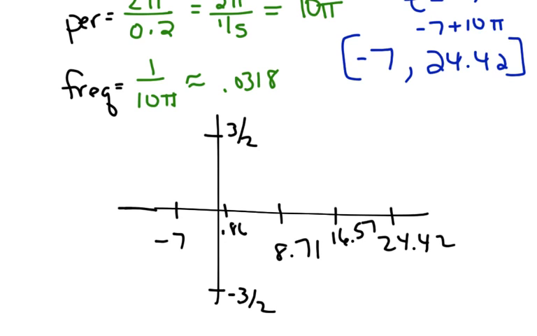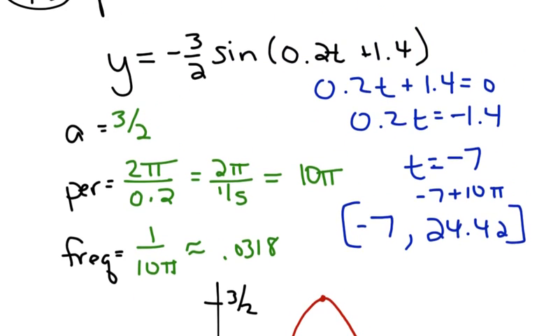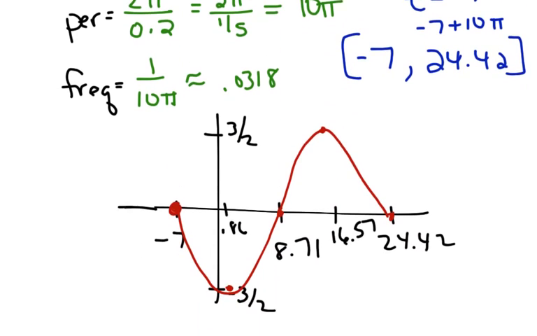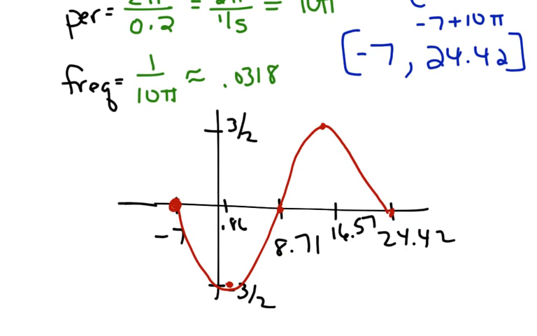And last but not least, the graph is a sine function. So it's going to start here. And since it's negative 3/2, it's going to go down, middle, up, middle. And there's one cycle of the function negative 3/2 sine of 0.2t plus 1.4. And that is the end of the review.